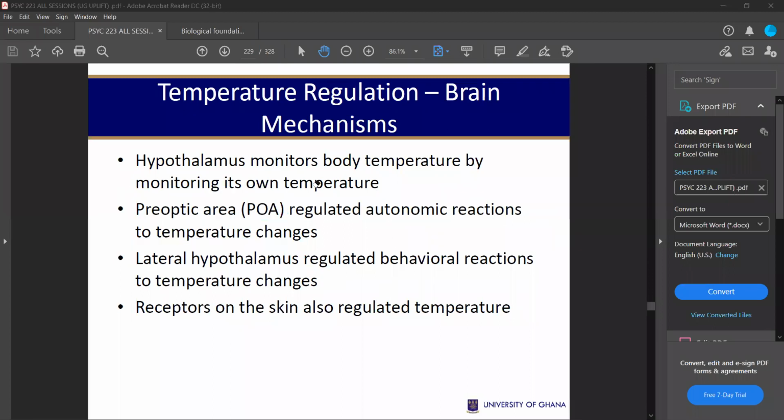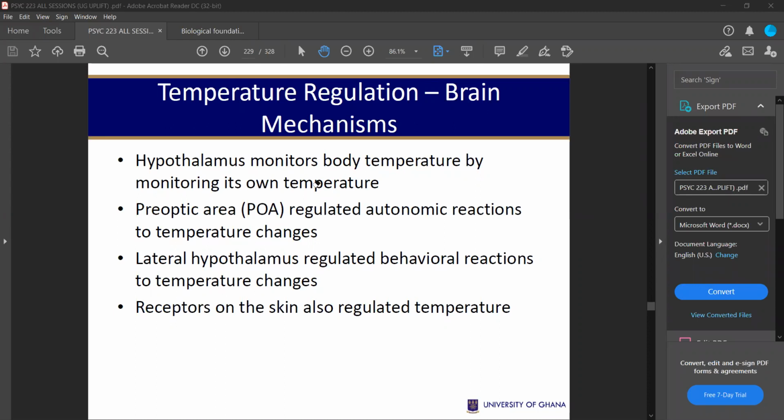With the pre-optic area, assuming it is defective or something has gone wrong with that area of the hypothalamus, what happens if you get to a cold area, or to a temperature that is not habitable to your system? I'll throw it to you. What do you think will happen based on the function of the pre-optic area? What do you think? Maybe if it is fire, you will get burned. If the area is not habitable, like there is so much heat and you are there, maybe you get hurt.